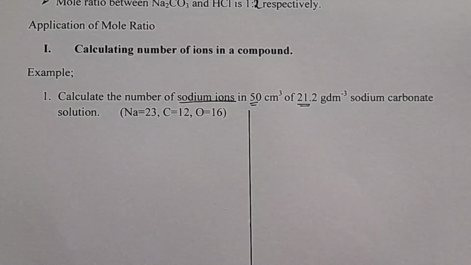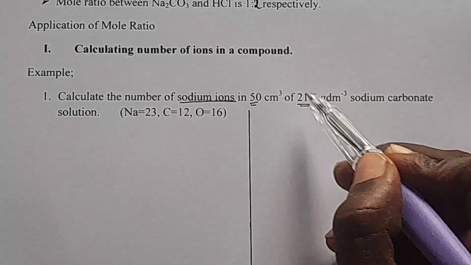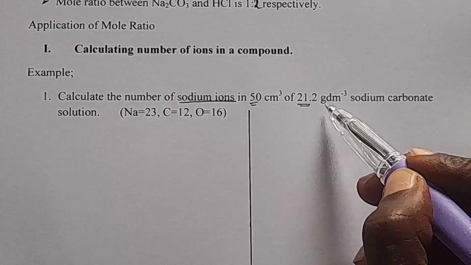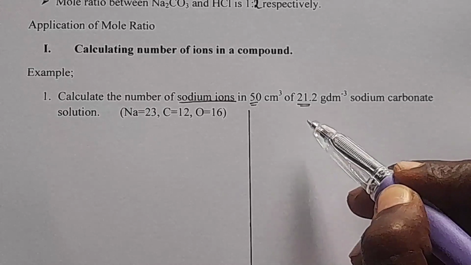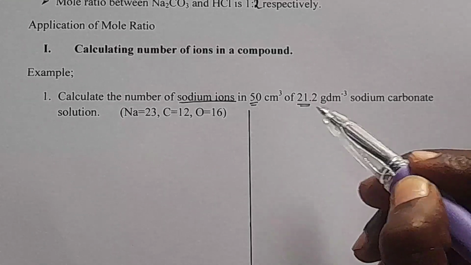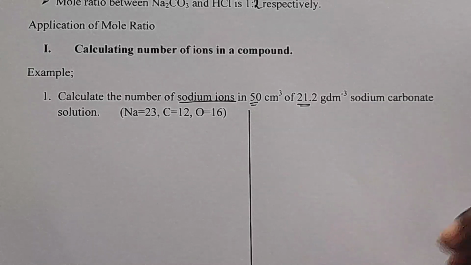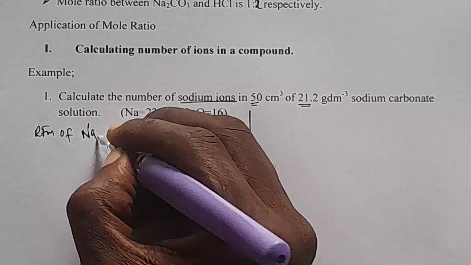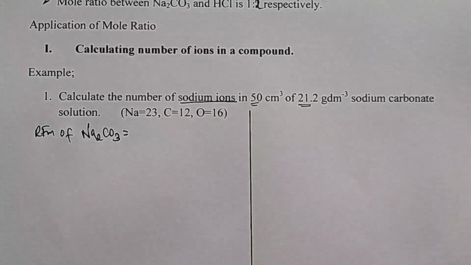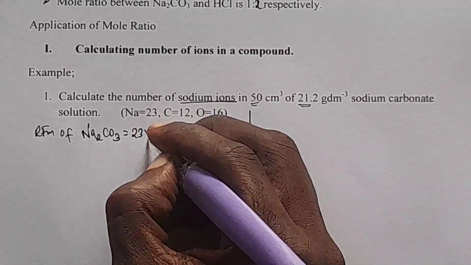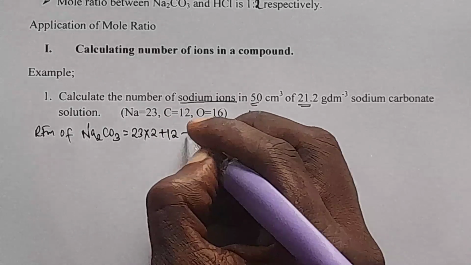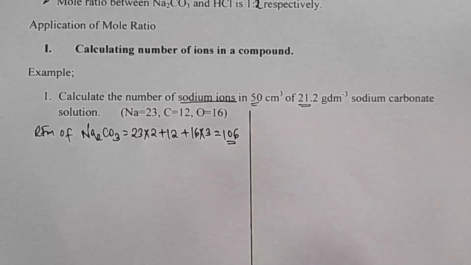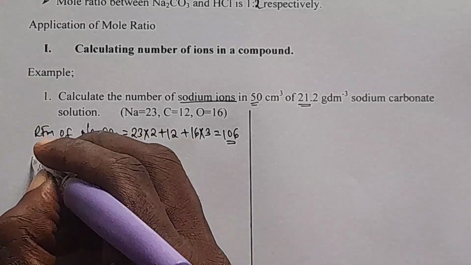So the first step, we are supposed to look for the molarity of this sodium carbonate solution, because we have already been given our concentration in gram per decimeter cube. If we have the RFM, molarity can be gotten by concentration in gram per decimeter cube over the RFM. So first we look for the RFM of sodium carbonate, Na2CO3. The RFM will be 23 times 2 for sodium, plus 12 for carbon, plus 16 times 3 for oxygen. This will be 106.